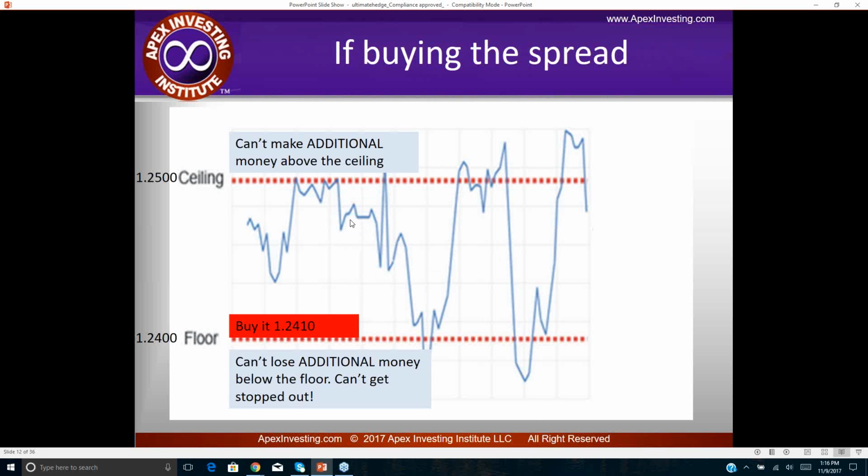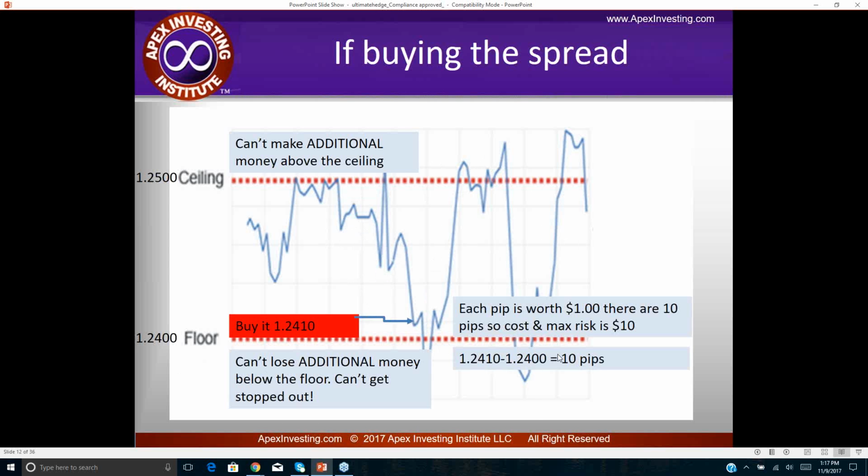Let's look at this particular example. What if I buy it at 24.10? Where's the bottom? Where's the floor? 2400. So what's the difference between where I buy and the floor? 10 pips. Each pip is worth $1. There are 10 pips, so my cost to get in the trade is 10 bucks. The maximum I can lose, my max risk, is 10 bucks.